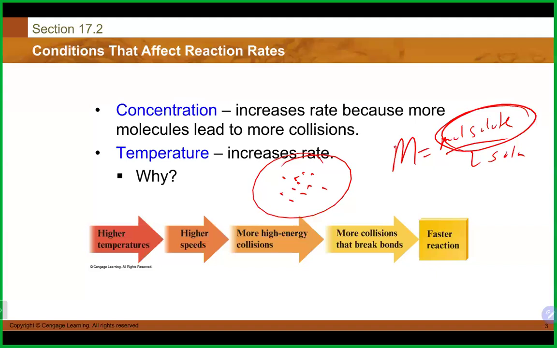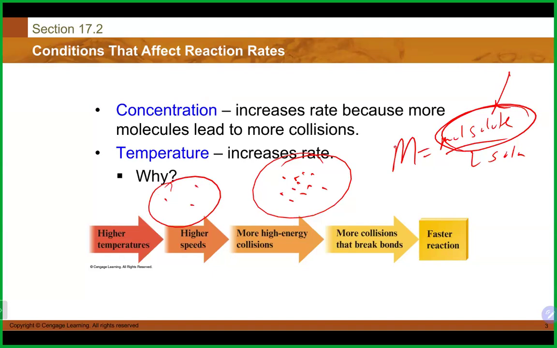Just like if you had a really small concentration in that solution, you would have a small amount of solute particles, which means it's going to be pretty sparse there. It's going to take a lot longer for them to find each other. It's going to be a little slower for that reaction to take place, if it takes place at all, because there aren't a lot of molecules moving around.